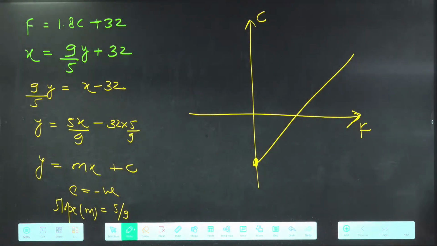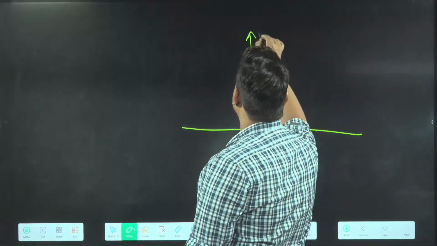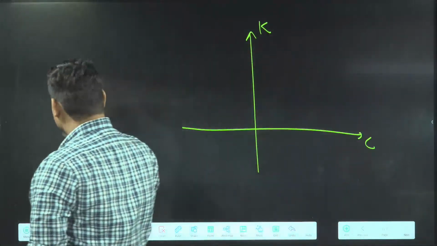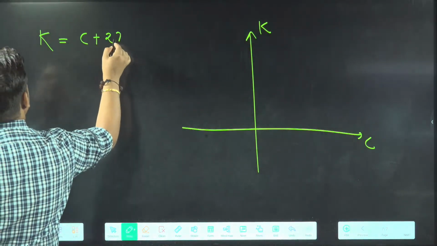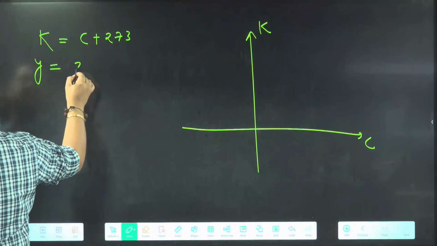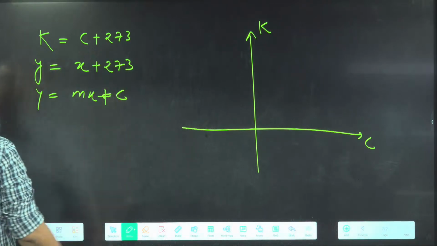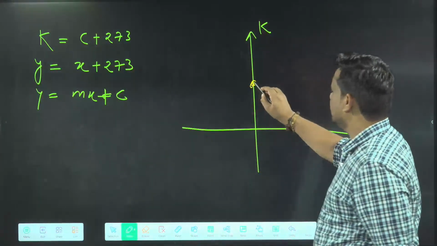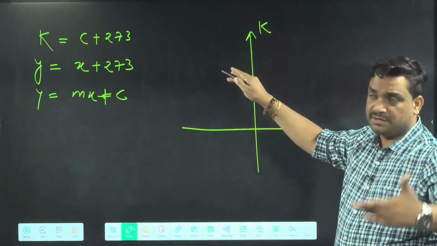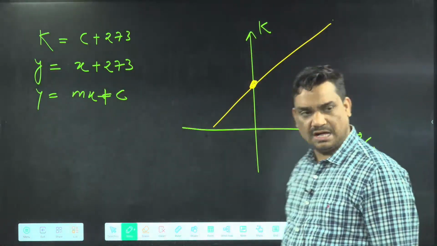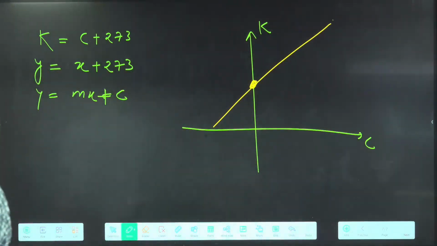One more graph I will ask, then we'll move to the next one. Suppose I am giving here, what is the graph between Kelvin and Celsius? Because the Kelvin Celsius relation is very simple. C plus 273, it is nothing but like y equal to x plus 273. If you compare with y equal to mx plus c, you'll find that c is positive, m is also positive. C positive is upside, c means intercept, and m positive, so the graph will be like this. This is the answer here. All three graphs clear? Can you move for the next one? Next.